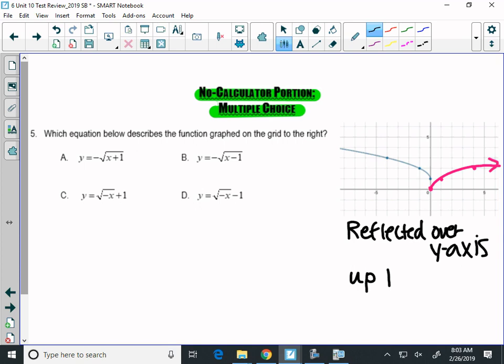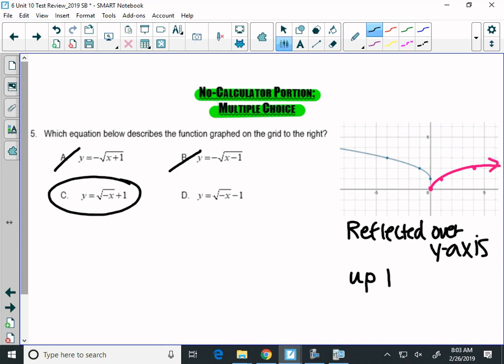Well, reflecting over the y-axis is when you have a negative under the square root. So I can immediately eliminate A and B. C and D both have a negative under the square root, but I need to remember that up 1 is a plus 1 outside of the square root. So C is my answer.